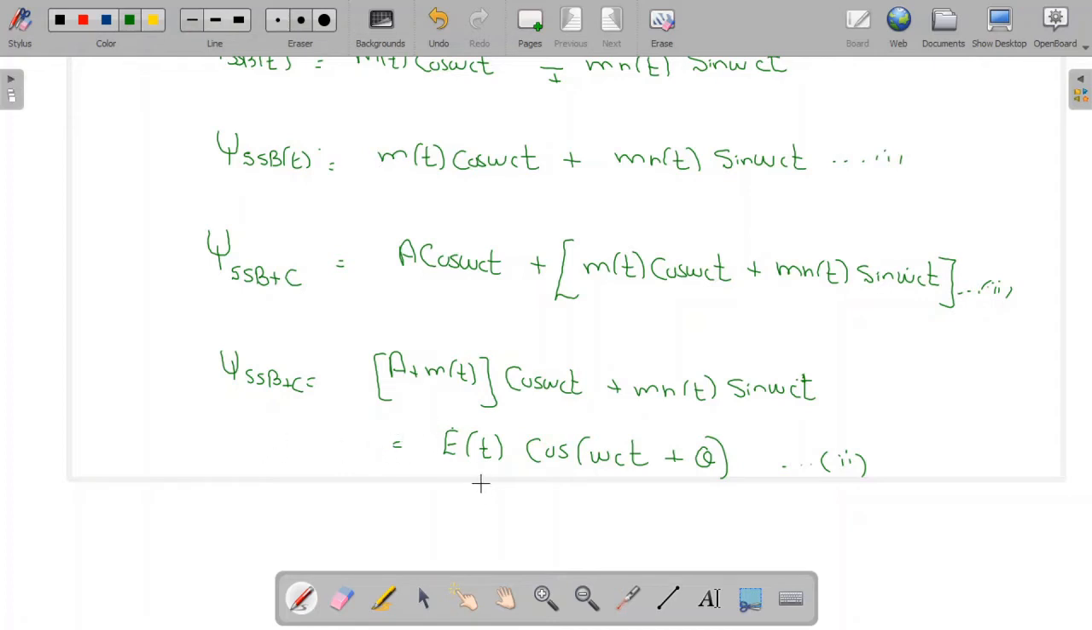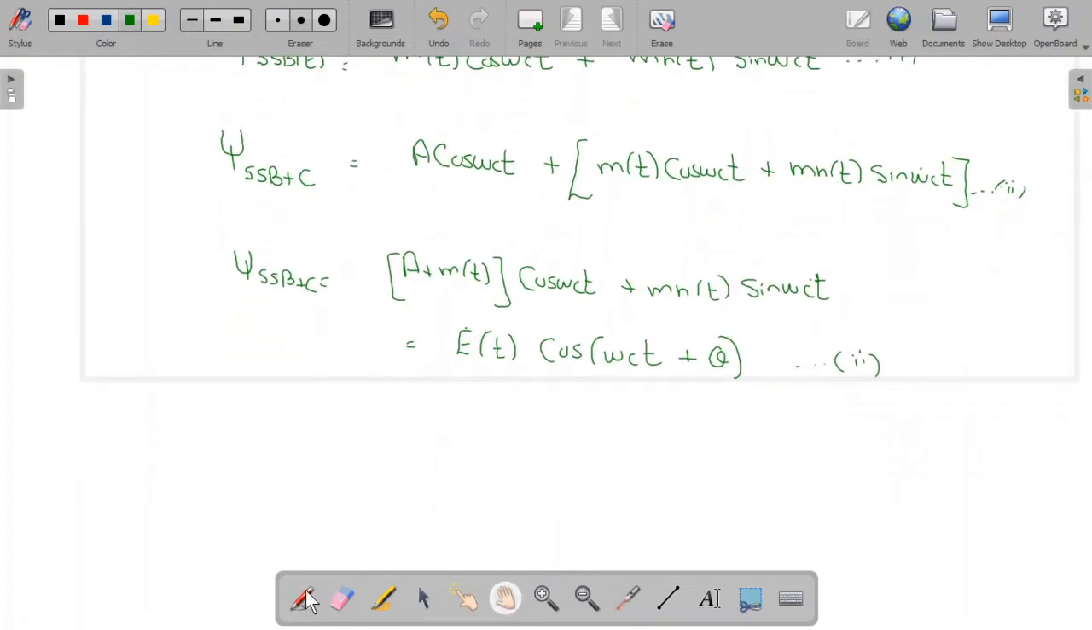So now I am going to expand this a little. I can write this as equal to E of t, and I am going to use the trigonometric property. So this will be E of t cosine omega ct cosine theta minus E of t sine omega ct sine theta. I have expanded this cosine omega ct plus theta, which is cosine omega ct cosine theta minus sine omega ct sine theta, and that has been multiplied by E of t. So let me name it as this equation.